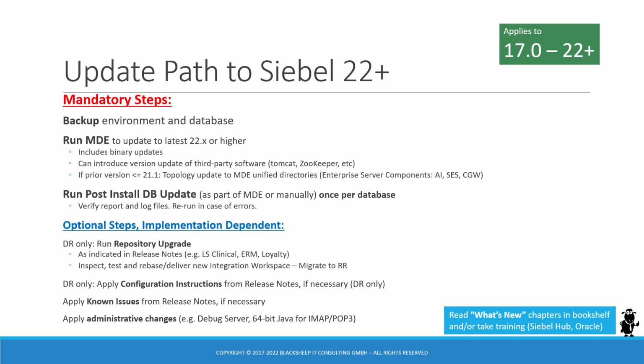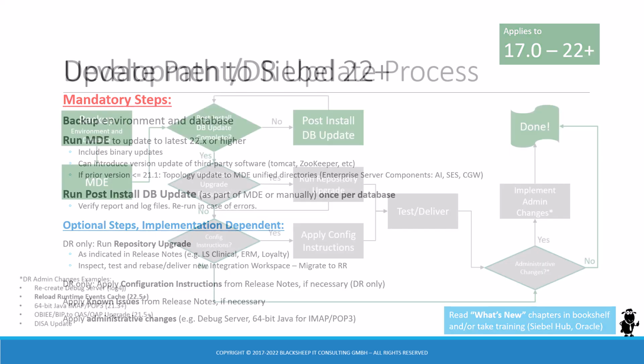But for now, the mandatory steps to do an update for your existing Siebel IP 17 or higher environment is take a backup, run the modular deployment engine or MDE, which puts down the binaries and runs the post-install database update if you wanted to, or you run it manually. You have to run the post-install database update. It's completely mandatory. And then there are optional steps. The biggest optional step is a repository upgrade. Then you might have to follow some config instructions in the release notes, changing your DR repository. Then there are known issues or administrative changes.